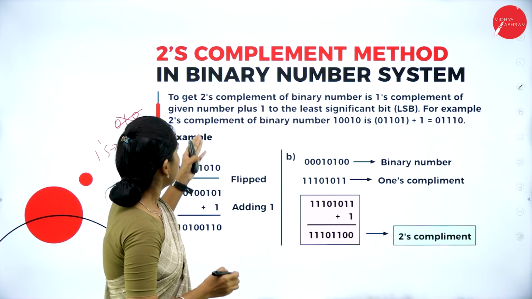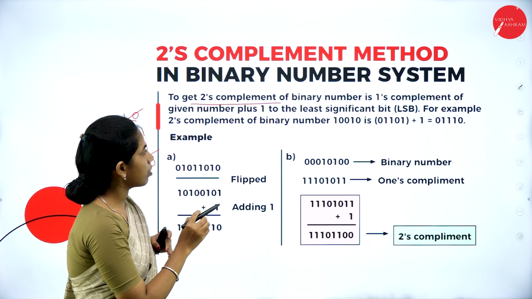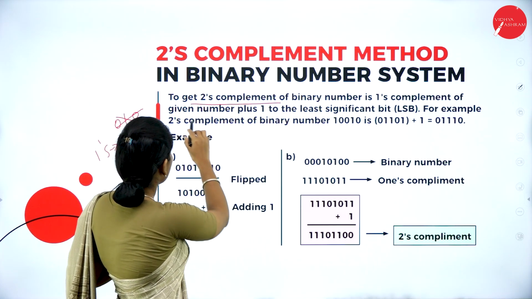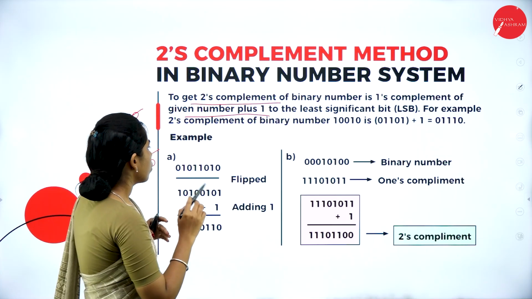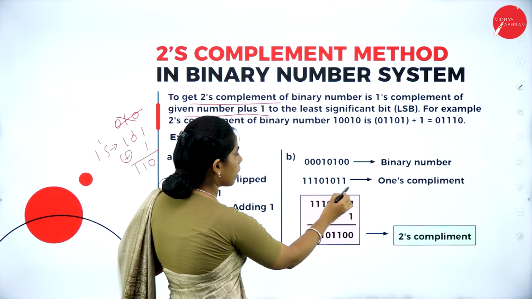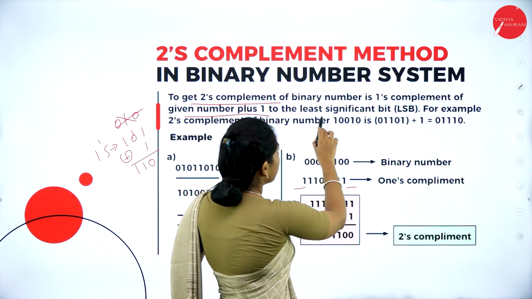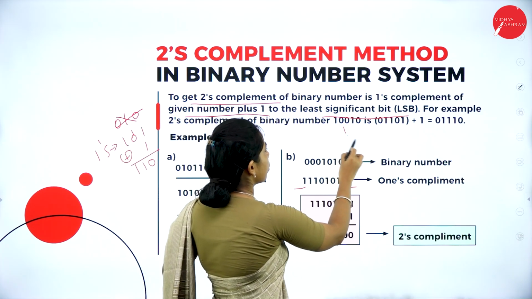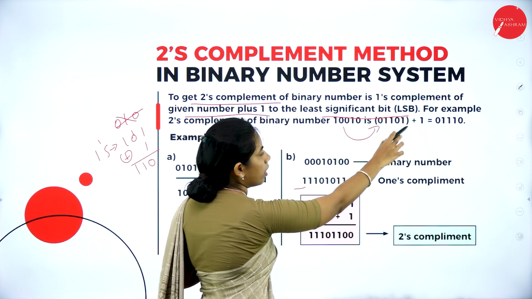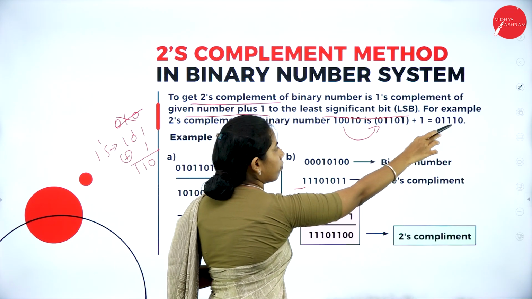This is how you have to get a twos complement result. So let's see the definition. To get the twos complement of a binary number, take the ones complement of the given number plus 1 to the least significant bit. So least significant is this, and this is the most significant. So you have to add the 1 to the LSB. So for example, you already have the ones complement result. When I add 1 to the least significant bit, I'll get the result 0110.